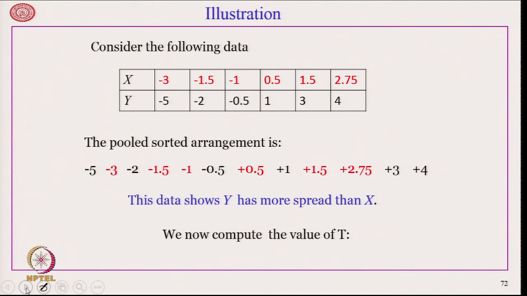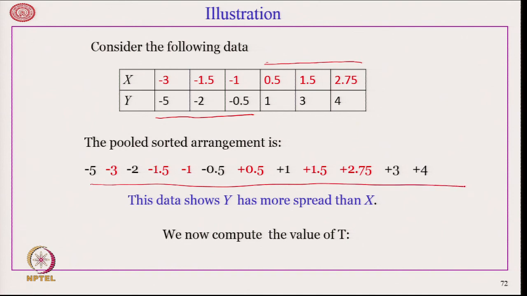Consider the following data: x is equal to −3, −1.5, −1, 0.5, 1.5 and 2.75, and y is equal to −5, −2, −0.5, 1, 3, 4. These are on the negative side and these are on the positive side. When we pool them together and sort, the arrangement looks like this, where red implies x and black implies y. Looking at this, we can feel that y has more spread than x. So, let us compute the value of T.